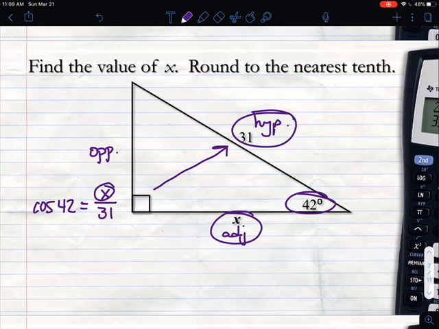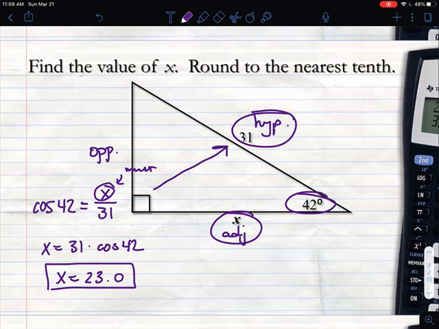Once I get to here, I notice that x is on top, so I'm going to multiply. So in my calculator, I'm going to type in 31 times cosine of 42. And so that part you guys can kind of follow along with. So 31 times cosine 42. When you hit enter then, x should come out to be 23.0. Again, we can just go to 1 decimal place.